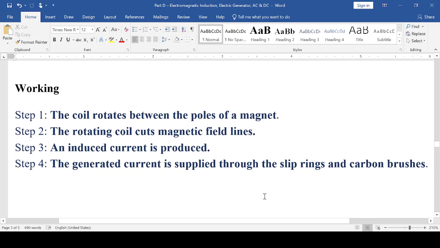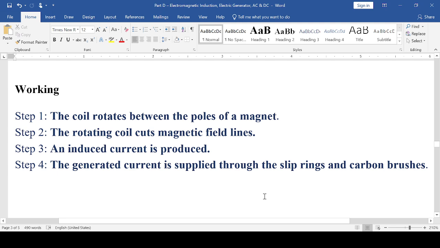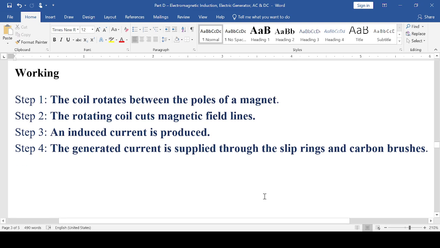So the working, in 4 steps we have done it. The coil rotates between the poles of the magnet. In step 2, the rotating coil cuts magnetic field lines. So what the rotating coil will do? It will cut the magnetic field line and induced current is produced. The generated current is supplied through the slip rings and carbon brushes.